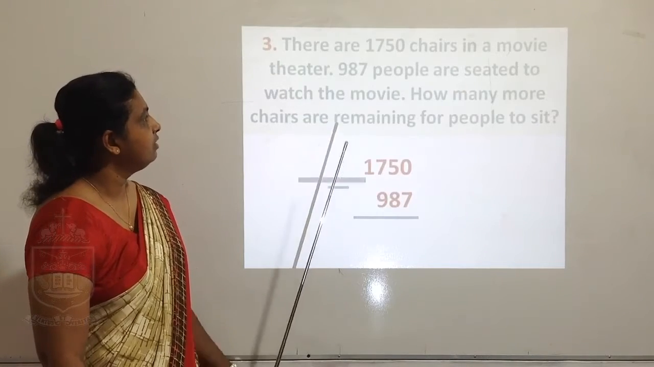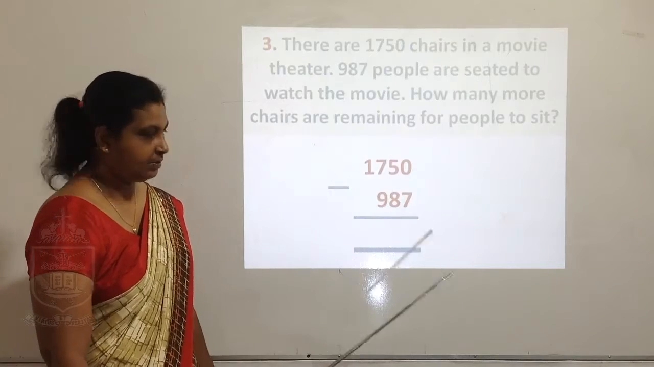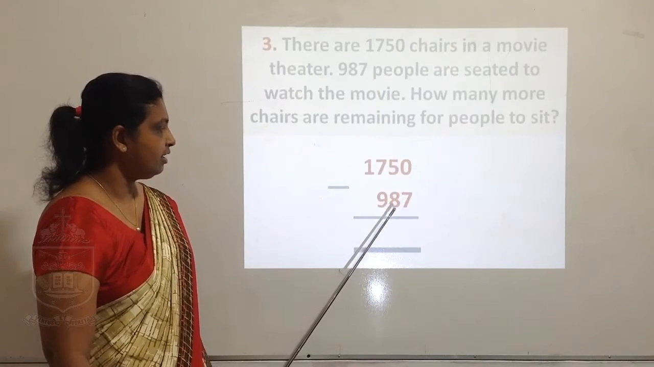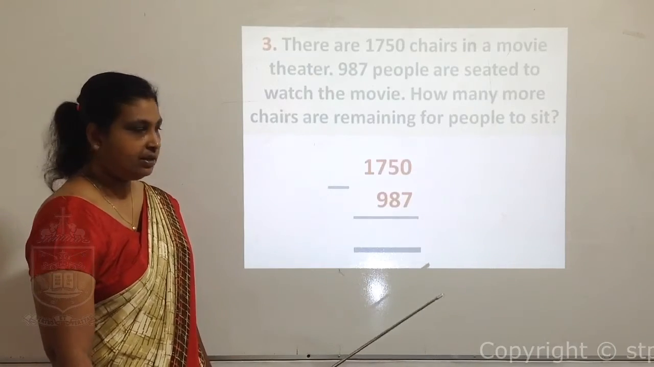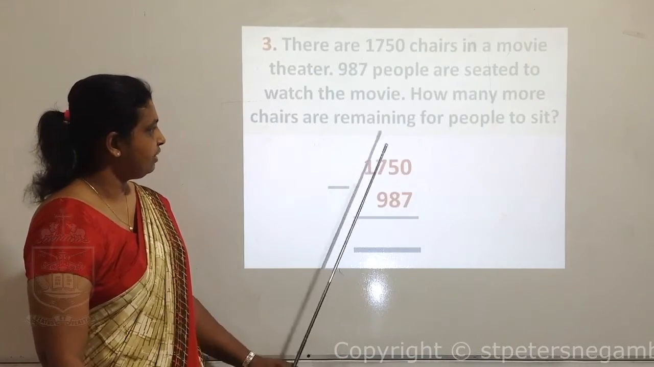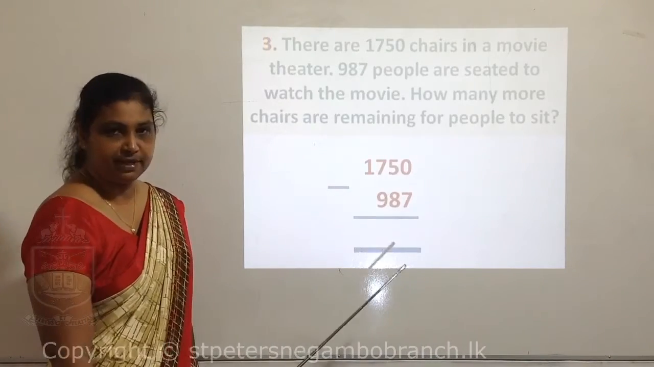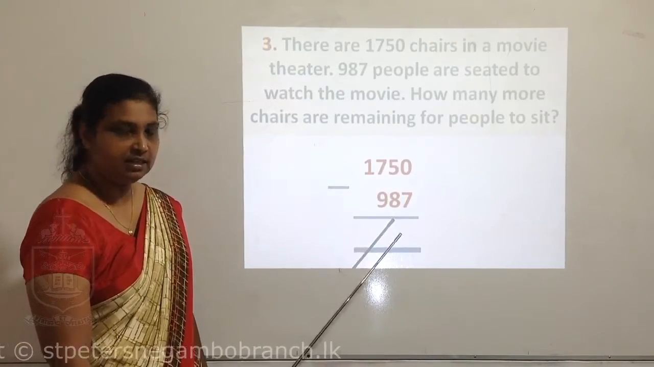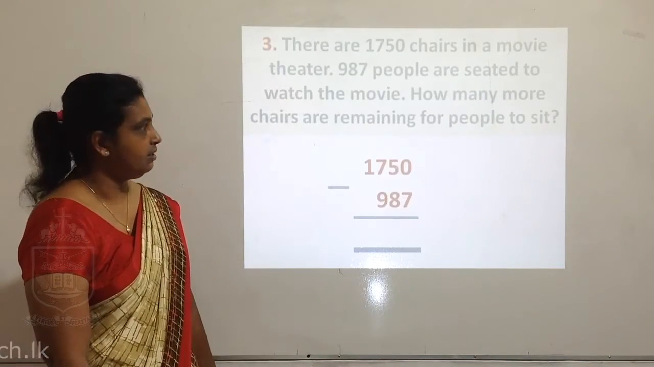1750 means chairs in a movie theatre, but only 987 people are seated now. There are some more chairs. So to find how many more chairs remaining for the people to sit, you have to subtract. Find the answer, then you will get the number of more chairs remaining.